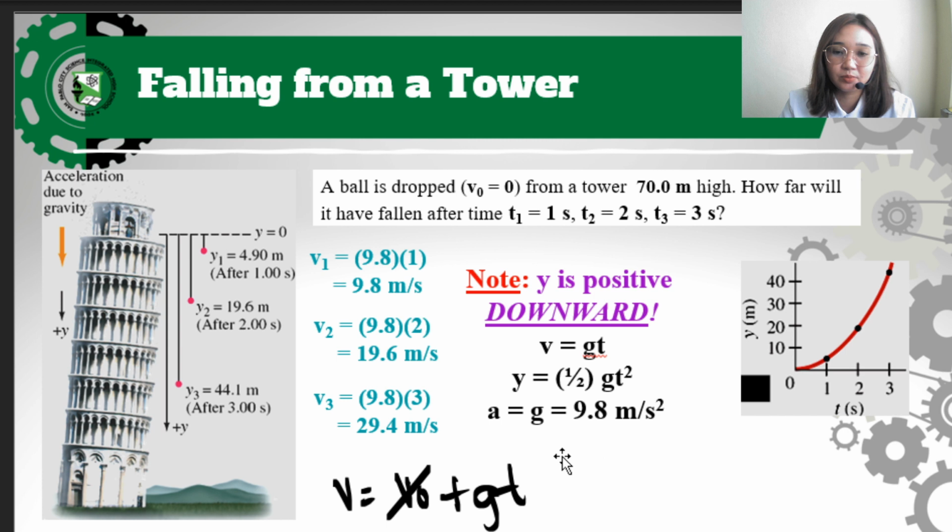Okay? So, note, ito po yung in-explain ko kanina. Tandaan, positive po ang y natin kapag ang motion po natin is downward. Okay, ang gagamitin natin y ay positive. Positive din po ang 9.81 kapag downward ang motion natin. So, pare-pareho po tayo.